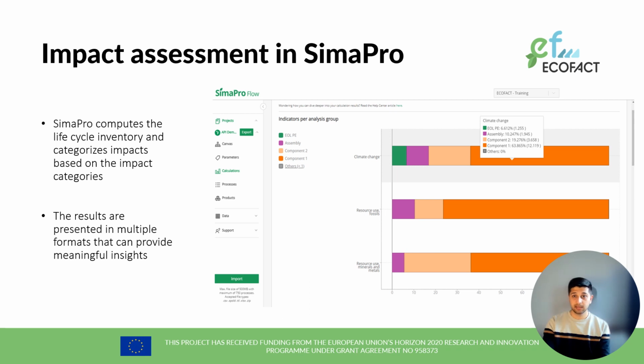In the impact assessment phase in SimaPro, it computes the lifecycle inventory. It then categorizes the impacts based on various impact categories, helping us to understand the broader environmental picture. SimaPro just doesn't give us raw data, but it translates it into multiple formats, offering us different perspectives and meaningful insights.